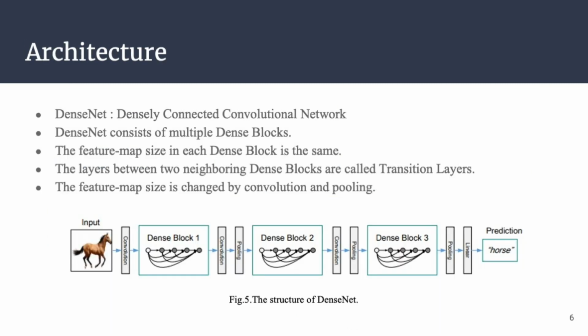Now, let's move on to the model we have chosen, DenseNet, short for Densely Connected Convolutional Network. DenseNet is composed of multiple dense blocks. Each dense block maintains the same feature map size, which is changed through convolution and pooling techniques. The layers situated between two dense blocks are known as transition layers.